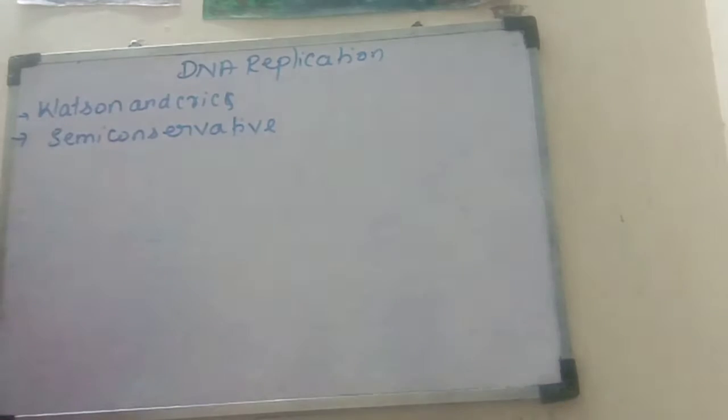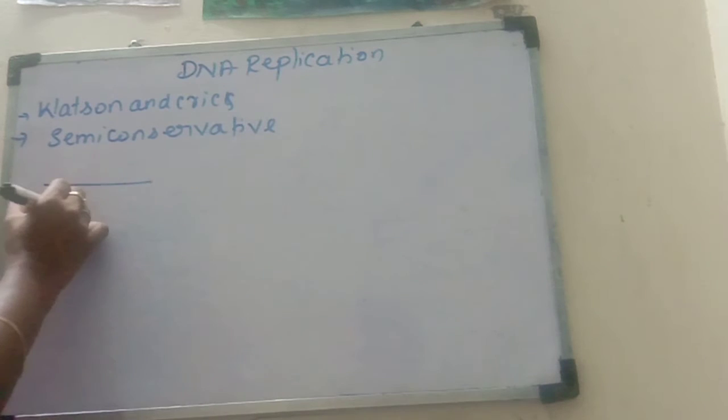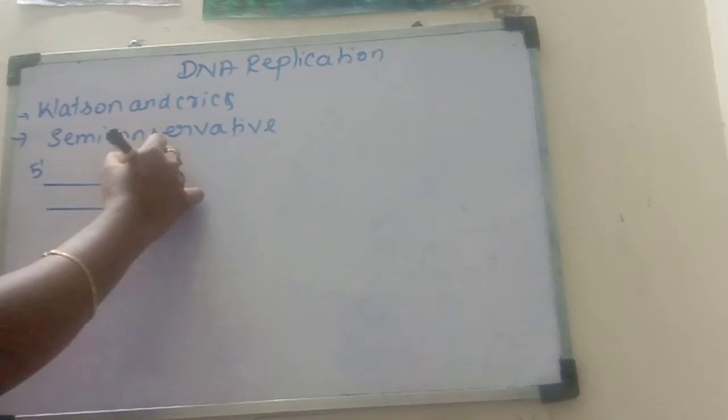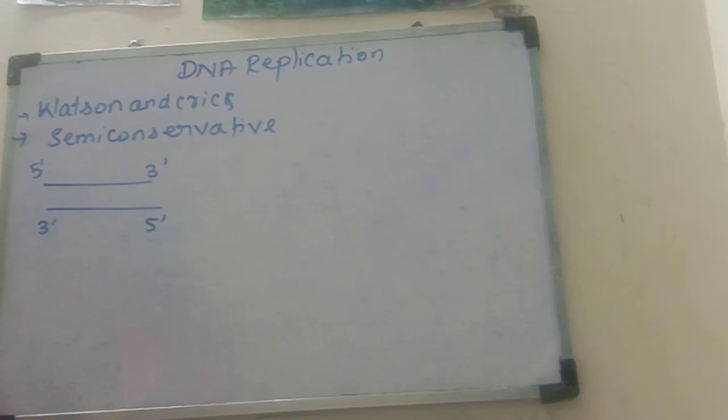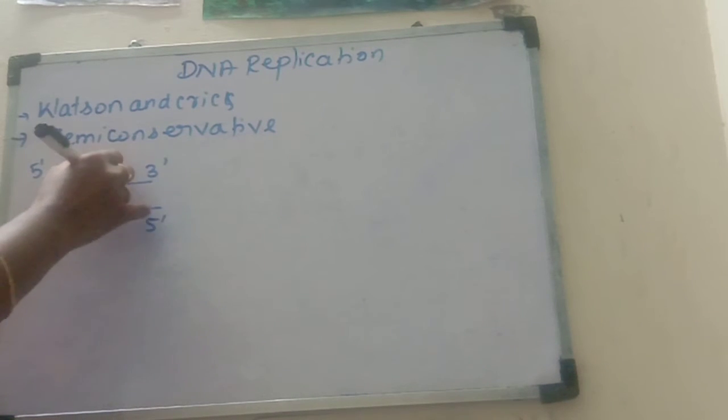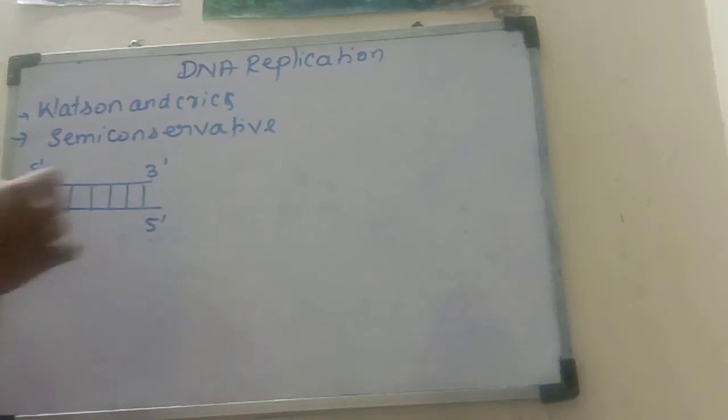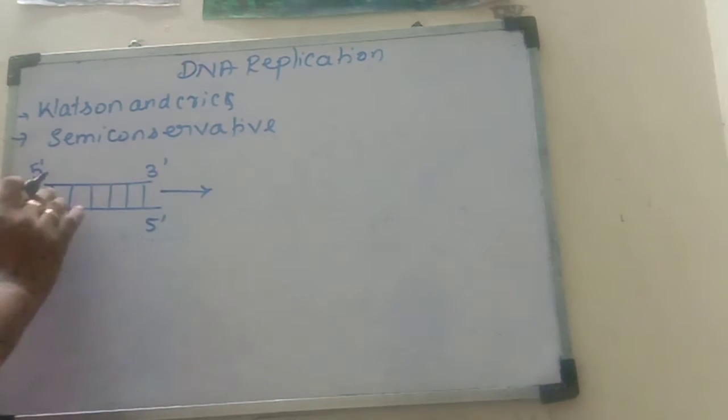What is semi-conservative mode of replication? First, DNA replication is the duplication of DNA. For example, if you take this DNA, one strand is 5' to 3', so the other strand should be in 3' to 5' direction, and both strands are held together by hydrogen bonds. In DNA replication many enzymes are involved. We will take the details later; in this video we are going to take the outline of DNA replication.